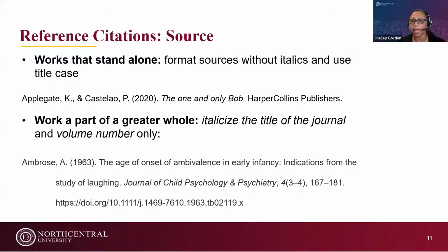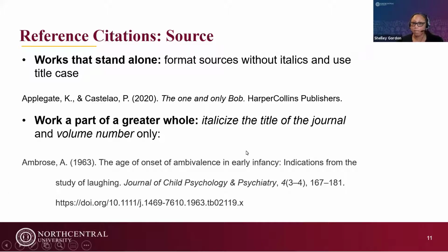You're also going to italicize the volume number, but you do not italicize the issue number. That will be in parentheses. Some journals do not have issue numbers. If you do not find one, then you just leave that section as is. You just place the volume number followed by a comma, and then the page numbers followed by the DOI.